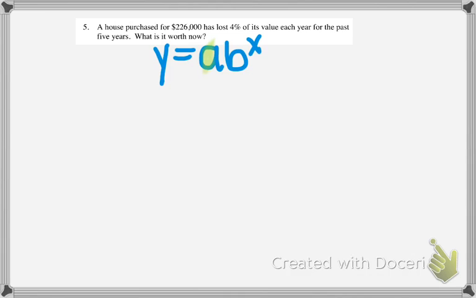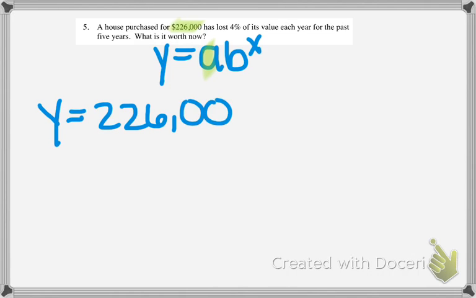First, we're going to start out with our a value, and that is our starting point. And it says, house purchased for $226,000. So that's going to be our starting point here. So we're going to put y equals 226,000.